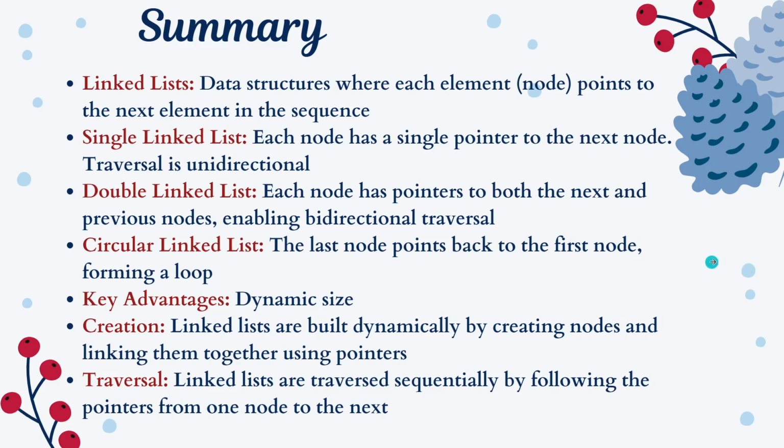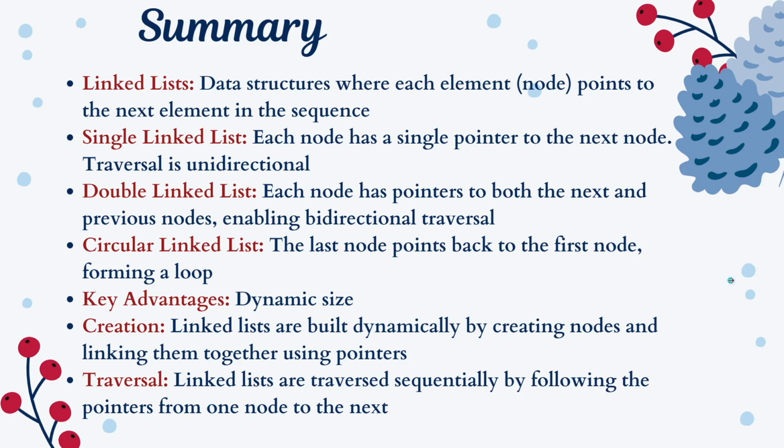The second type of linked list is the double linked list, in which every node will have two pointers, one to the node following it and one to the node preceding it. So that makes a double linked list bidirectional, and we can traverse in both directions.